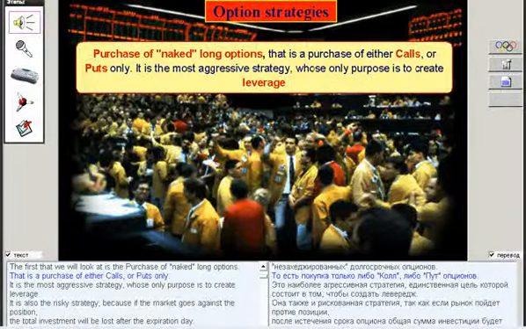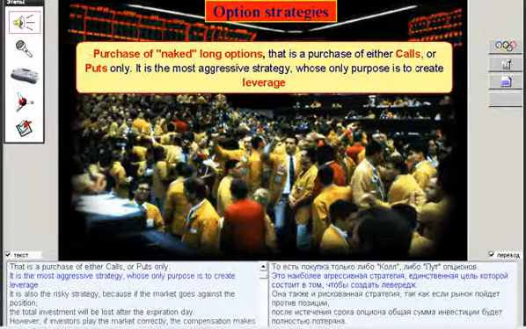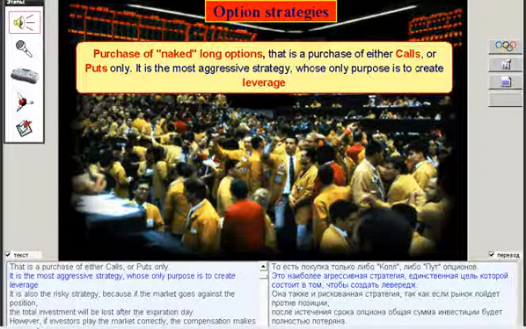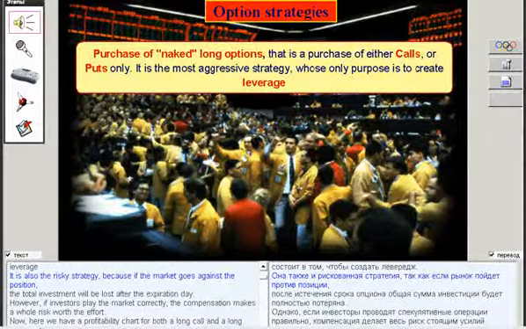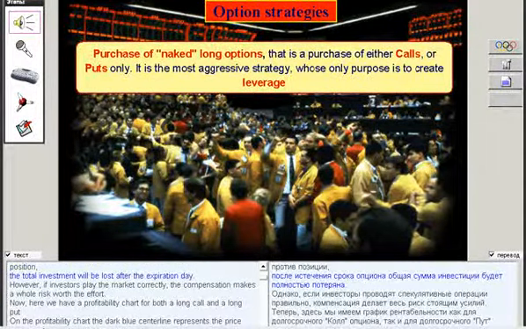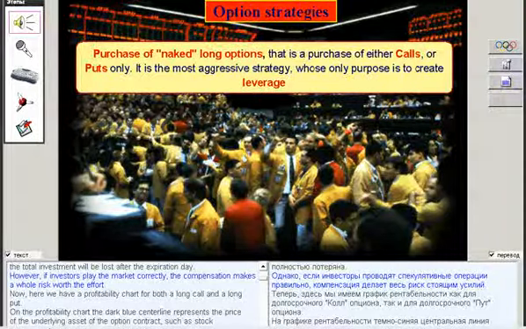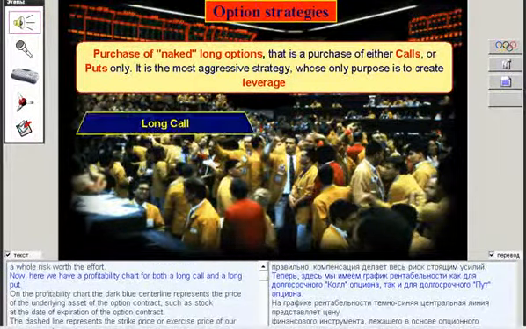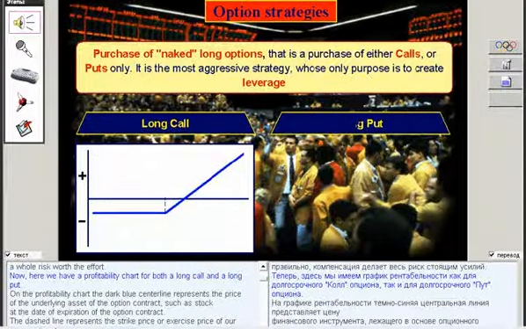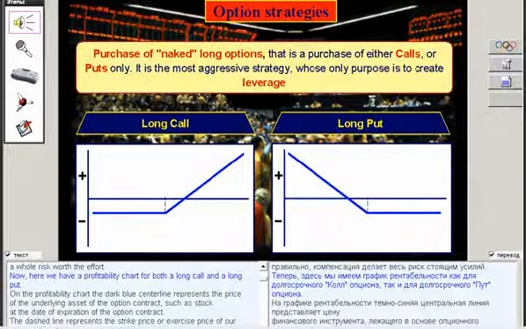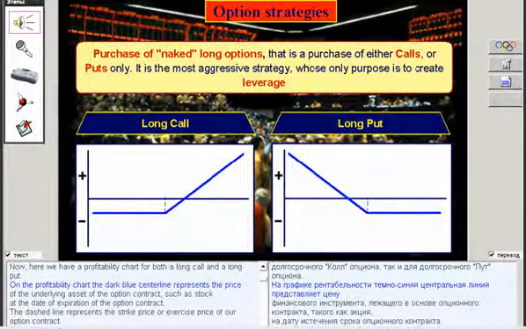That is a purchase of either calls or puts only. It is the most aggressive strategy whose only purpose is to create leverage. It is also the riskiest strategy because if the market goes against the position, the total investment will be lost after the expiration date. However, if an investor has played the market correctly, the compensation makes the whole risk worth the effort.